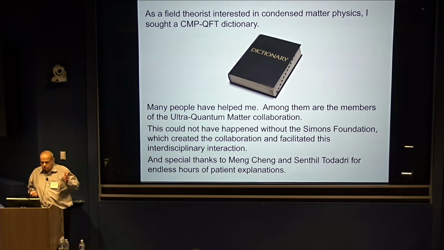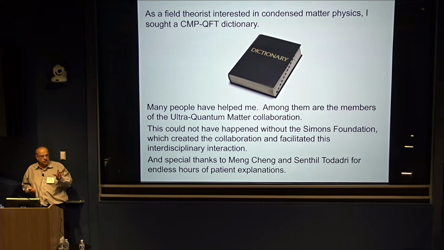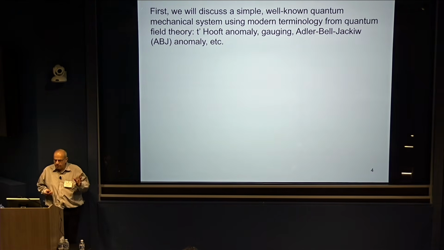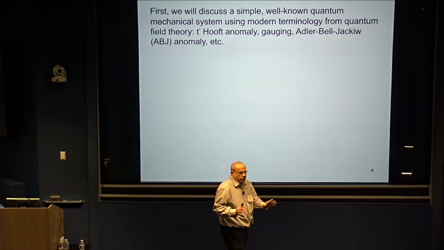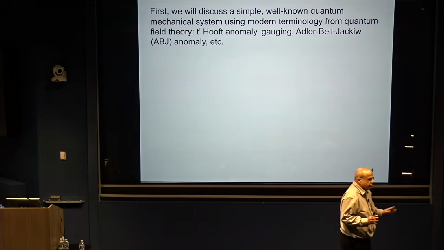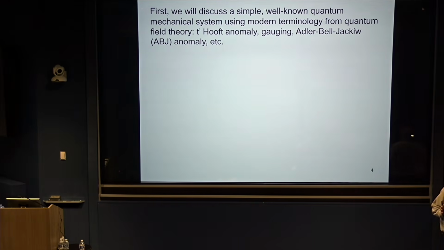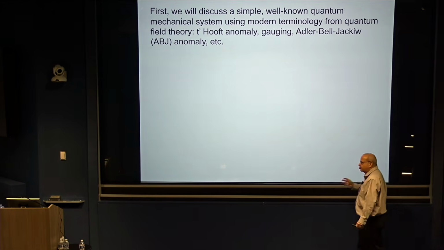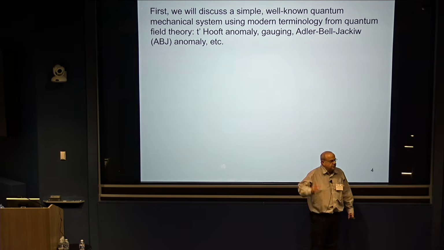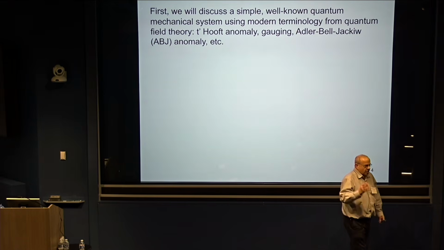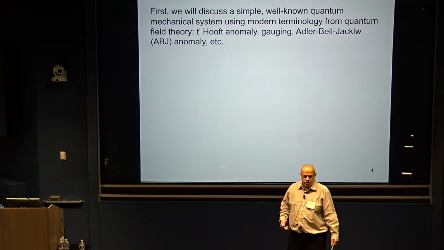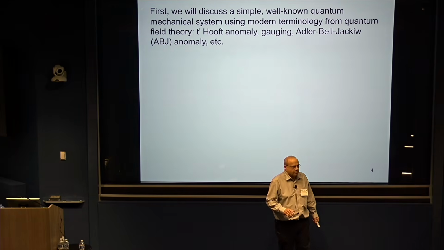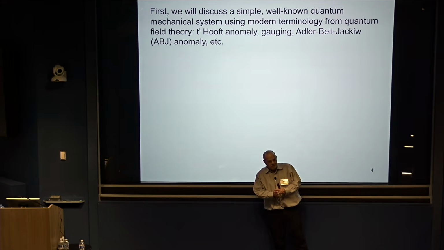So the way I'm going to present this, the talk will have three parts. In part one, I will demonstrate all of these ideas in an utterly trivial system, a system that everybody understands, a system that has been understood for more than a century, fully understood from many different points of view. I'll take this elementary trivial system and present it in the fancy language of more modern quantum field theory. And we will see gauging and anomalies, and there will be a 't Hooft anomaly and Adler-Bell-Jackiw anomaly and all that, all in a very, very simple system.